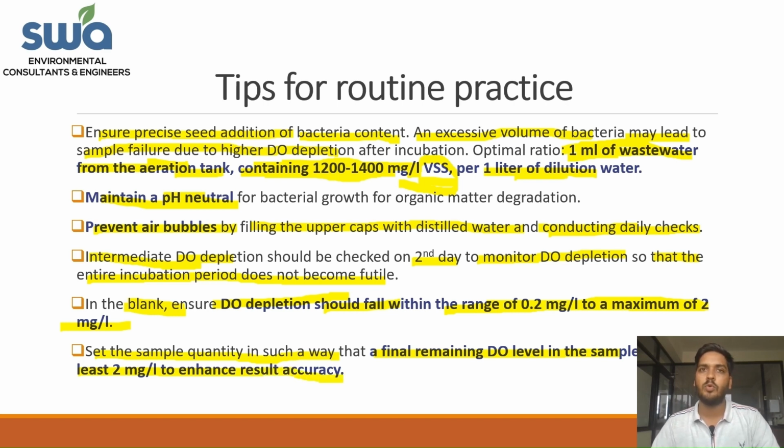Because if you add the sample in a larger amount, or if you do not dilute it properly, there are chances the DO will deplete completely, or there will be very little DO remaining in the sample after incubation. So to reduce that inaccuracy and enhance our accuracy, make sure to set the sample in such a way that the minimum DO after incubation remains at least 2 milligram per liter, so that we can have more accurate results.